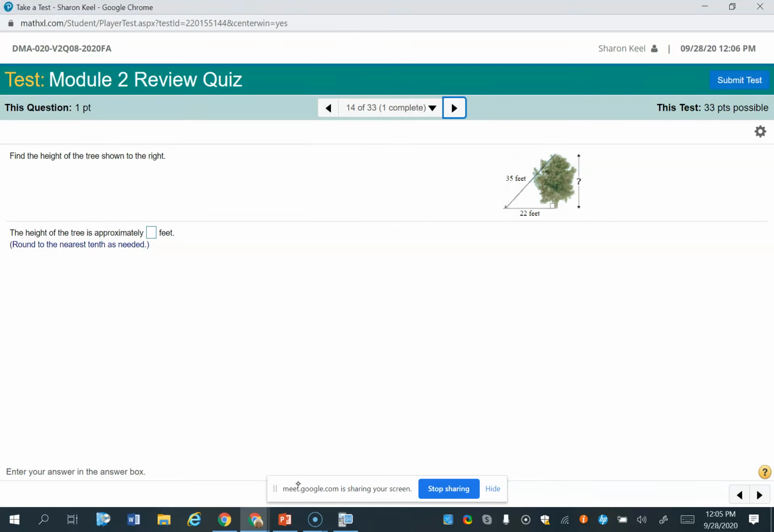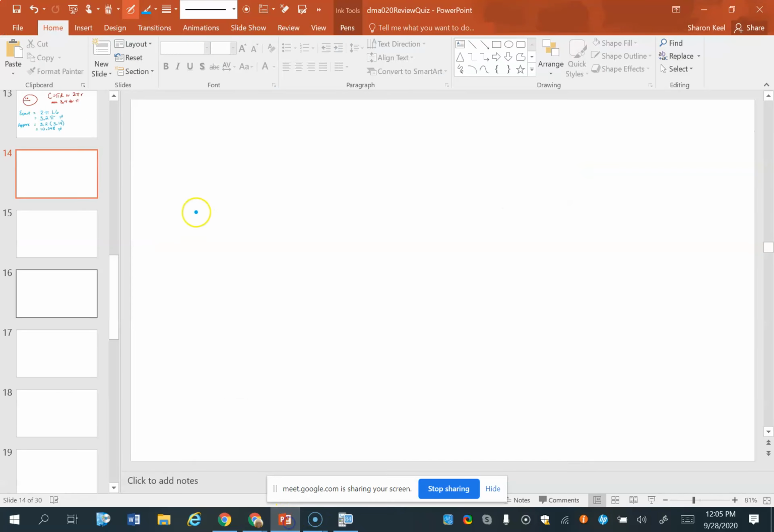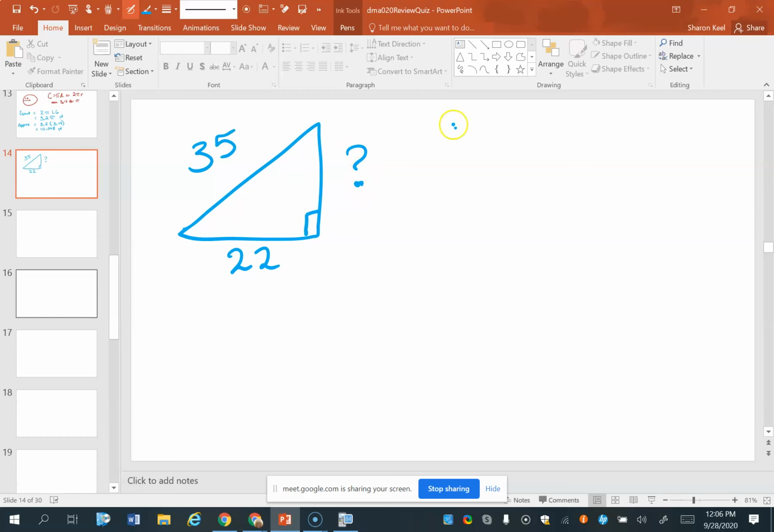Find the height of the tree shown to the right. So we have 35 feet and 22 feet. We have 35 feet here, 22 feet here, and we're trying to figure this value out. If you notice, they draw a right triangle. That lets us know we're going to use the Pythagorean theorem.